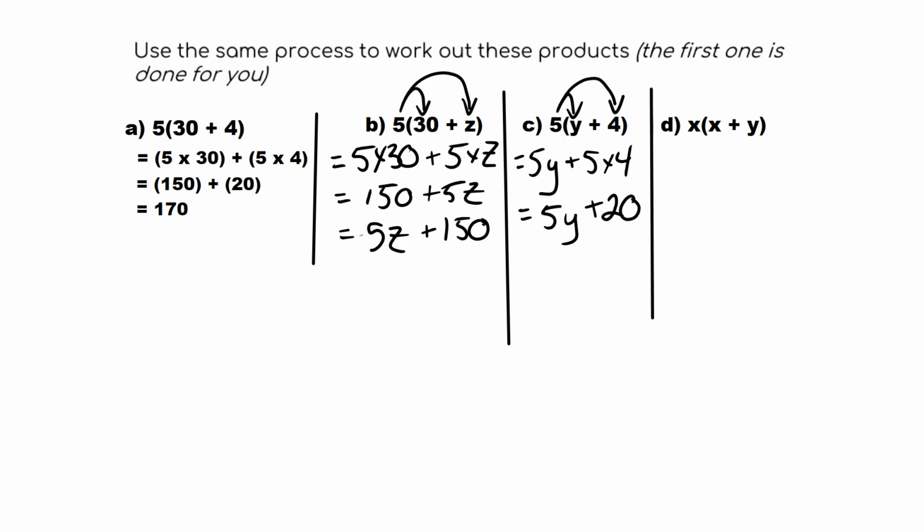And the last one, we've got x times x. Remember, if we're multiplying two x's together, you get x squared, and then x times y gives you xy. And we're done. Remember, these are not like terms, so we can't go any further in adding things together.